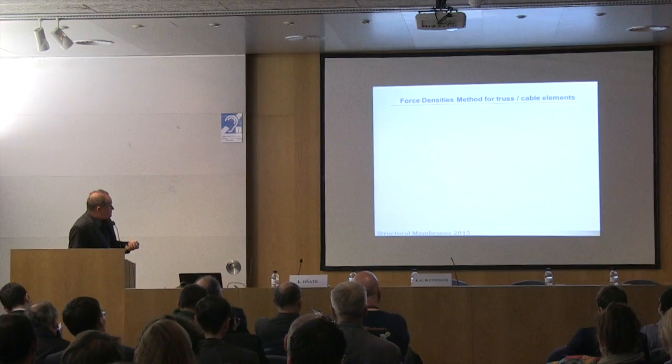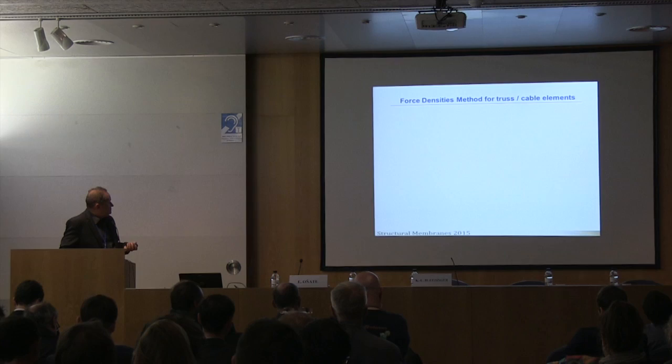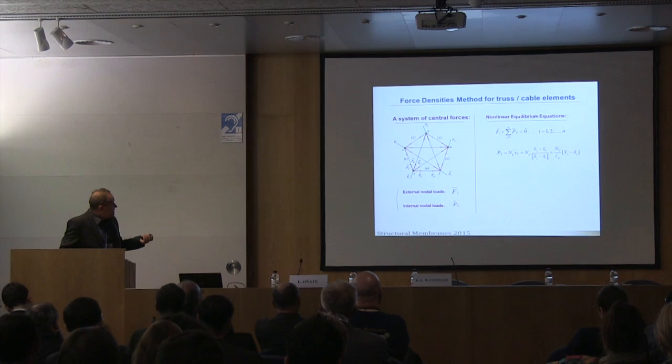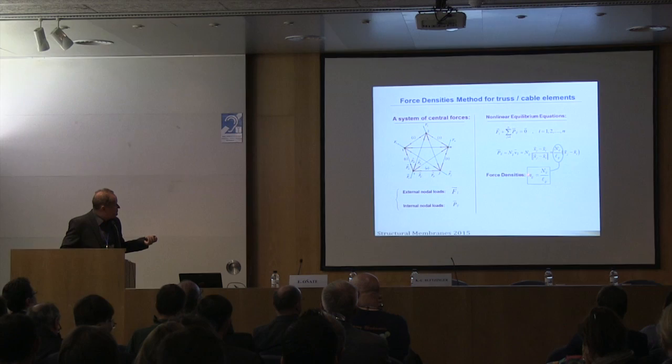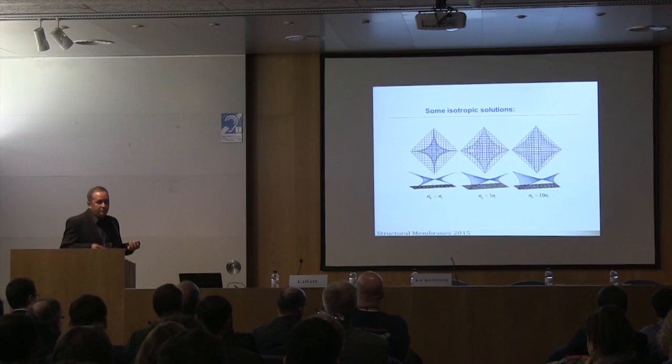Now, there is, of course, all we know about the force density method, a very famous one, where we come back to the equilibrium of the system of central forces. And it is a nonlinear equilibrium problem. But if we can recognize this ratio n over l, and we call them force densities, and if we impose values for these ratios, the problem is linear in the equilibrium coordinates. So very quickly, in only one iteration, we find this very nice shape.